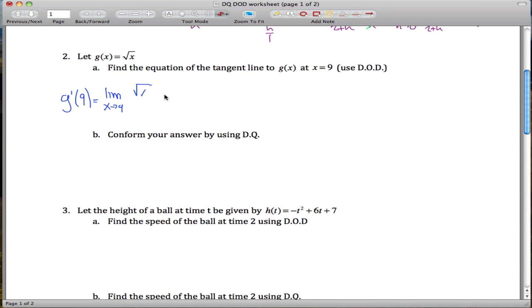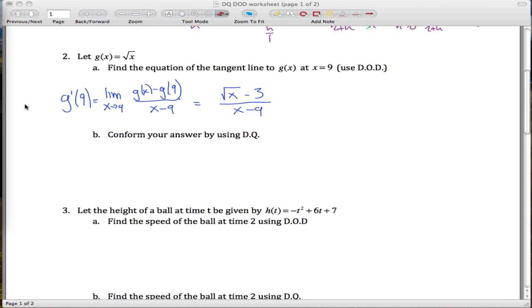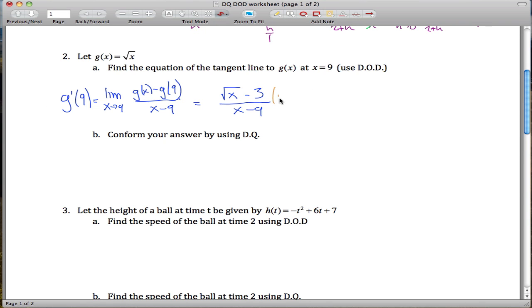minus, I'll write that out, g of x minus g of 9 over x minus 9, which is equal to, g of x is the square root of x, so it's the square root of x minus the square root of 9 divided by x minus 9. So what we need to do is cancel out this x minus 9, but we have a nice little trick that takes care of that. You can multiply the top and the bottom by the conjugate of the top. In other words, you can rationalize the numerator.